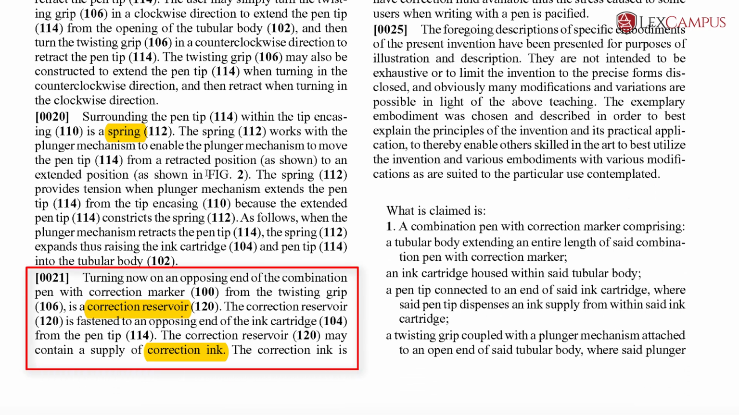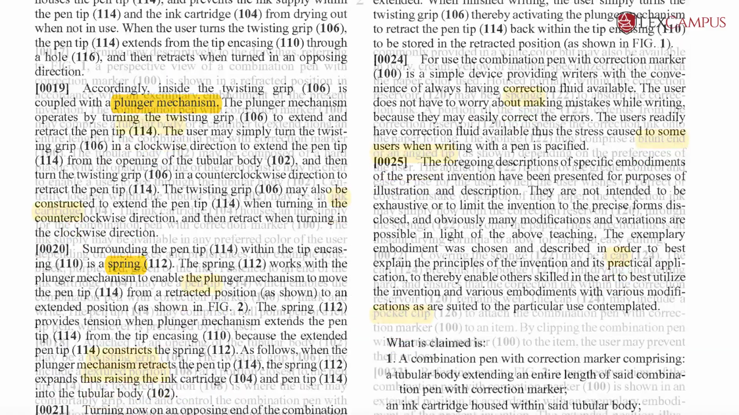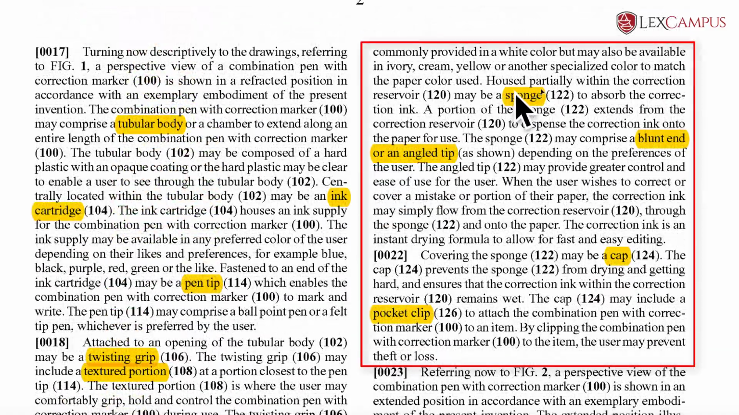Para 21, turning to the opposing end of the combination pen with correction marker. So right now we were at the writing end, and we go to the other end. From the twisting grip is a correction reservoir. So the reservoir with the correction fluid is at the opposite end. See how in the description they move to the other end of the invention. So they recite the correction reservoir, and they further say the correction reservoir may contain a supply of correction ink. Even that is recited. Housed partially within the correction reservoir may be a sponge. Sponge is recited.